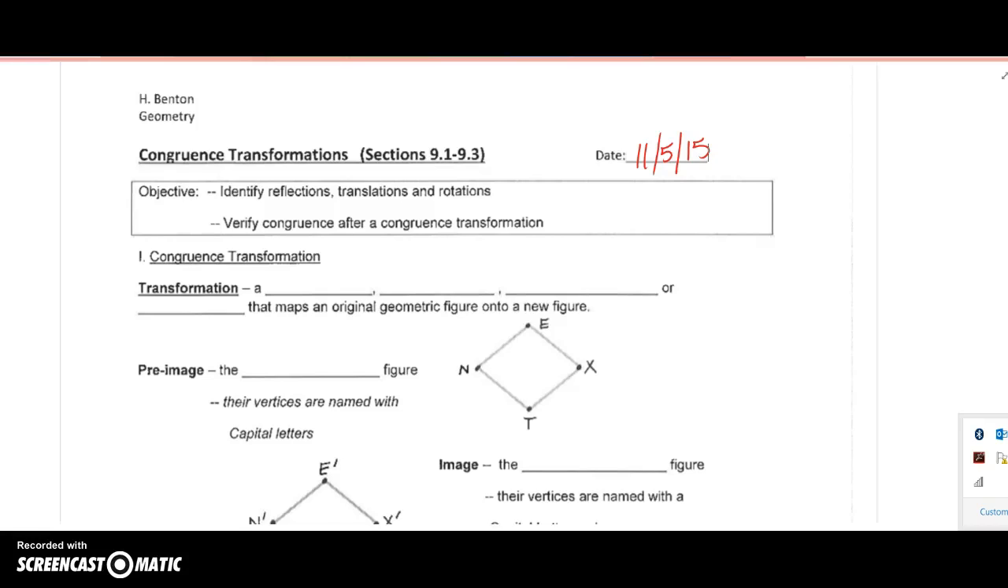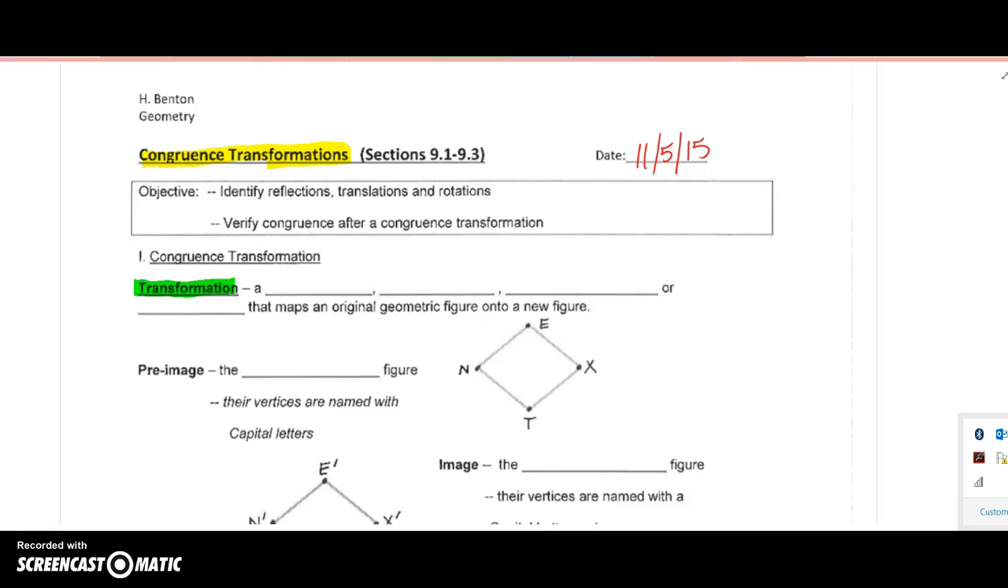Okay, so here we are, and we are going to talk today about congruence transformations, and we'll talk about what both of those things mean here in just a second. So let's start with the word transformation. A transformation in geometry or in algebra is when you take a shape and you move it.